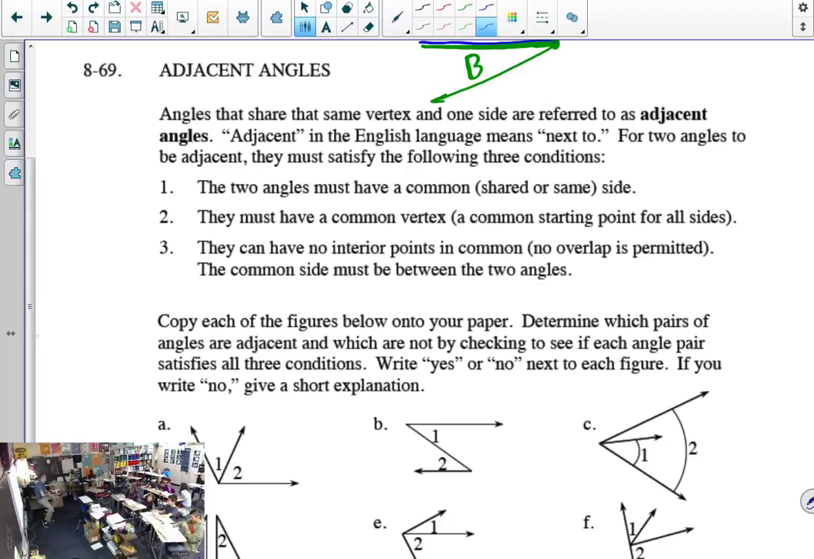Now also, nothing can be inside the other. So if one of the angles has eaten the other one, it is not adjacent.